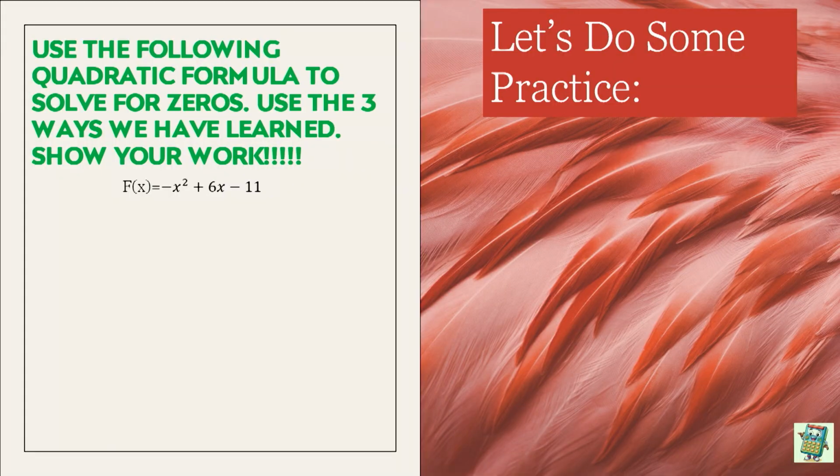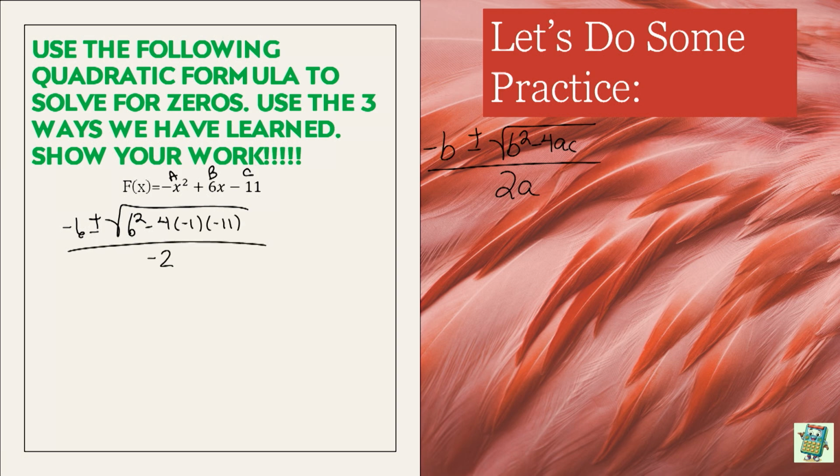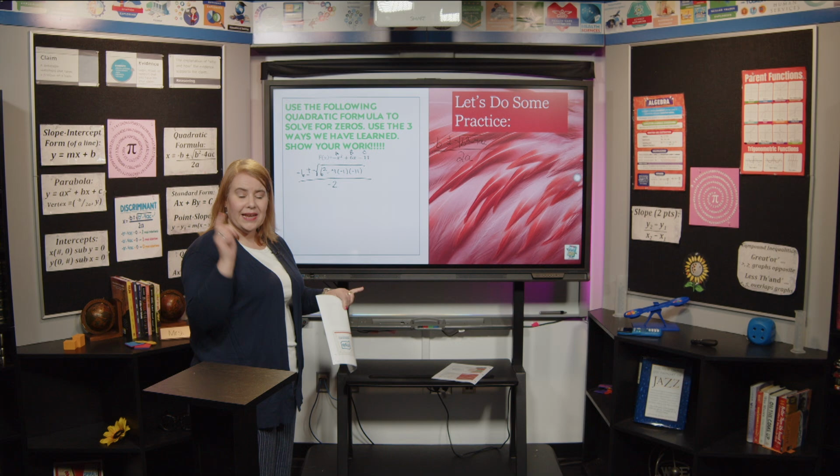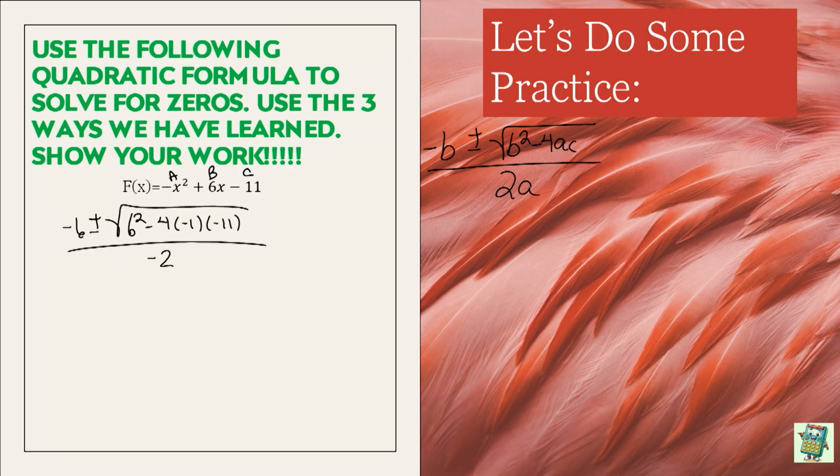So here we go. I've got opposite of b, plus or minus, let's take the square root, b squared minus 4ac, all over 2a. I'm labeling a, b, and c. So I've got opposite of b, plus or minus, let's take the square root, b squared minus 4 times a times c, all over negative 2. Go ahead and pretty that discriminant up. Put everything that's under that square root sign in your calculator and see what you get. Let's see. Negative 6 plus or minus the square root of negative 8, over negative 2.